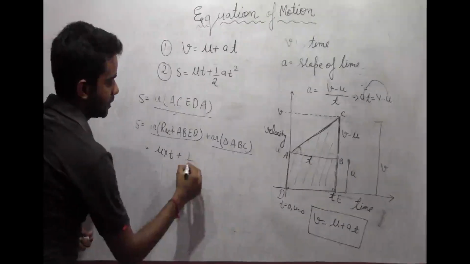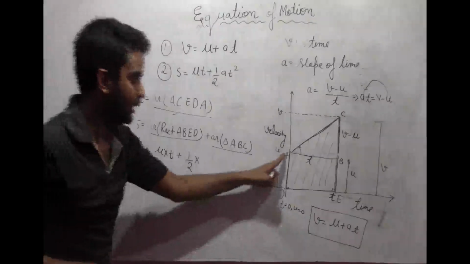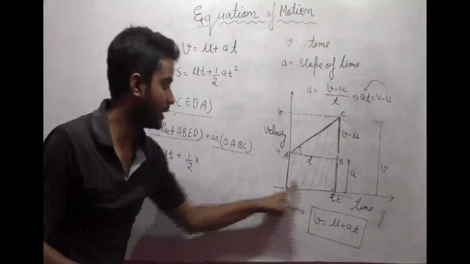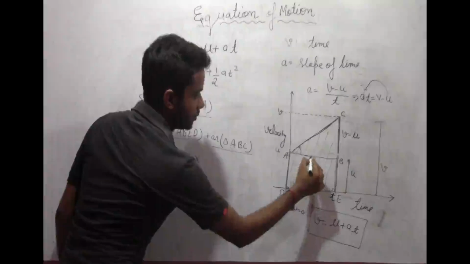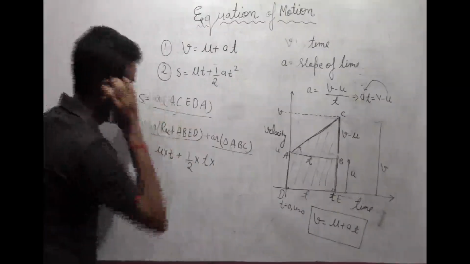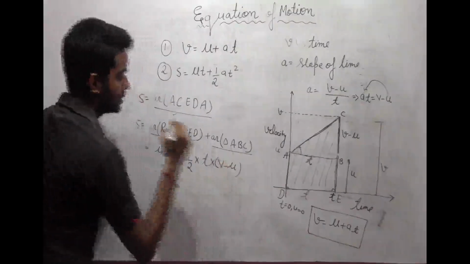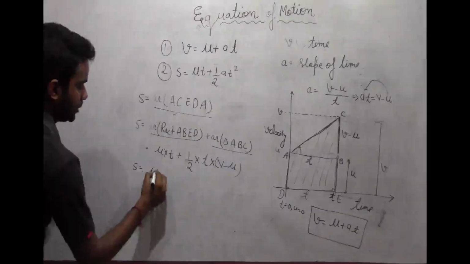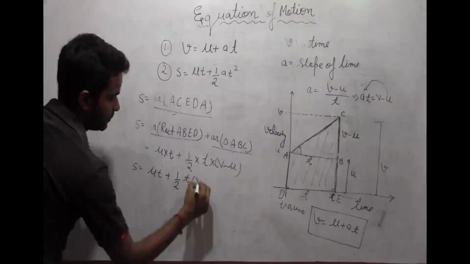Then the area of the triangle is half times base into height. In this triangle, what is the base? The base is the same as t, because this is a rectangle and the opposite sides are equal. So if this is t, then the other side is also t. The base is t, and the height is v minus u. Now calculate it. S is equal to ut plus half times t into (v minus u).